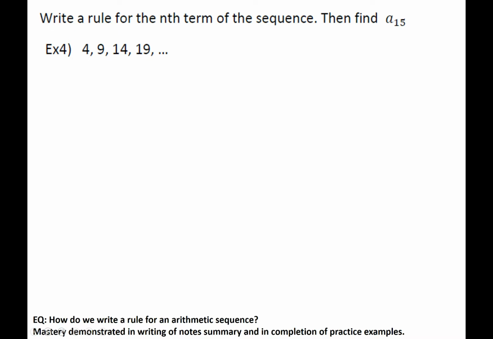All right, let's look at writing a rule. It says write a rule for the sequence, then find a sub 15. The very first thing is, what are the two things we have to know? We need a sub 1 and D. A sub 1 means first term, and D means common difference. So the first term would be right here. There's a sub 1.